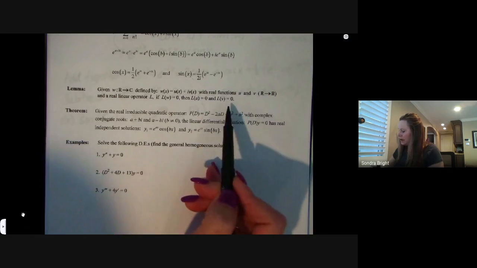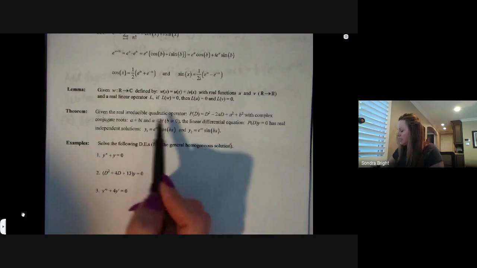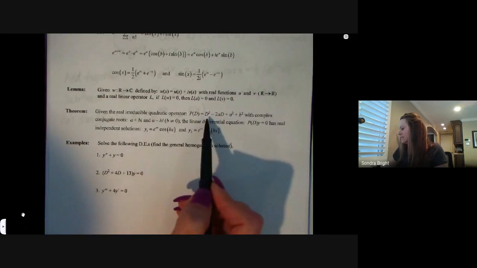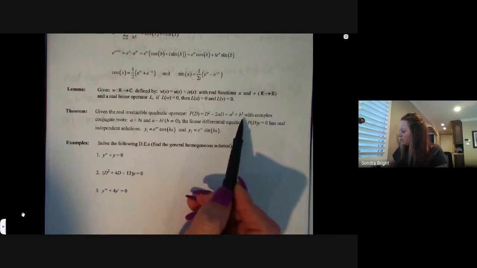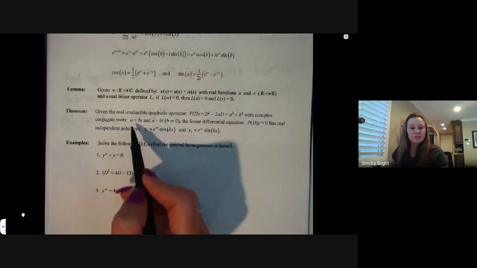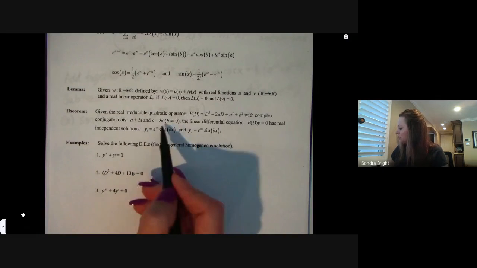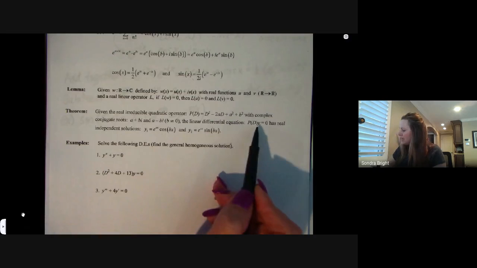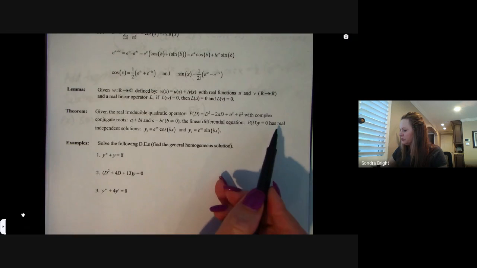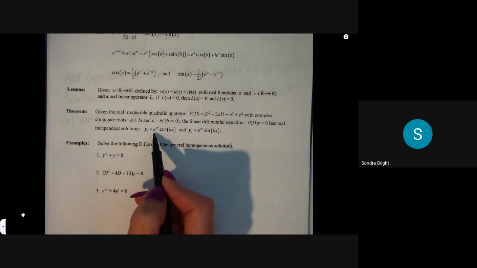Okay. Now, we've got a theorem saying that given a real irreducible quadratic operator P of D equals D squared minus 2aD plus a squared plus b squared, which you saw the other day, with complex conjugate roots a plus bi and a minus bi, where b can't equal 0, because otherwise they're not non-real. They would be real answers. The linear differential equation P of D y equals 0 has real independent solutions. Nice. y1 equals e to the ax cosine of bx, and y2 is equal to e to the ax times sine of bx. So I'm going to go ahead and write those down.